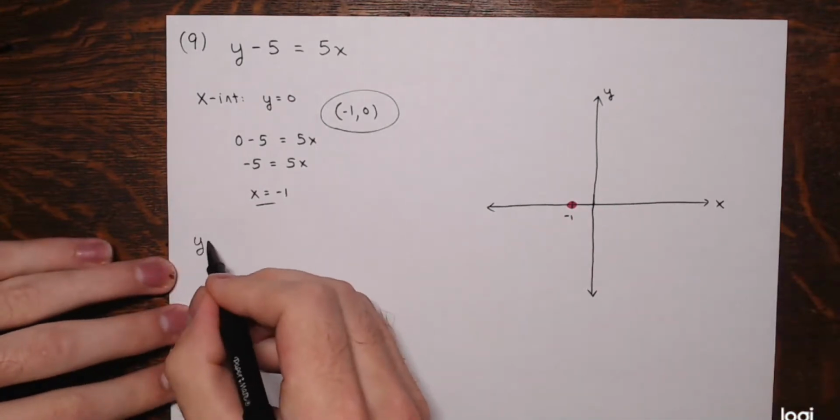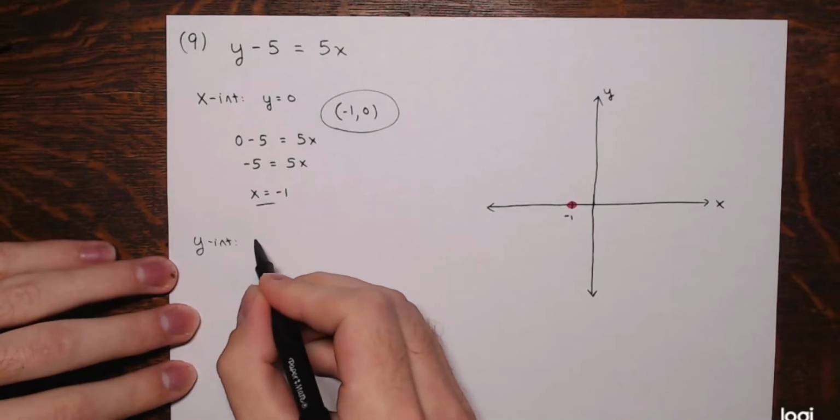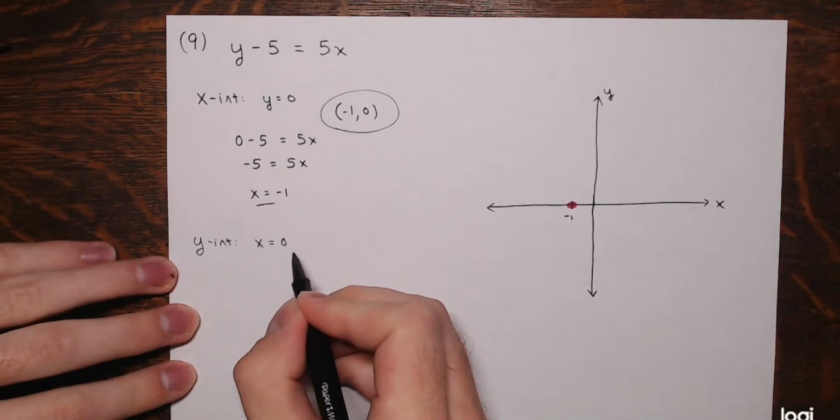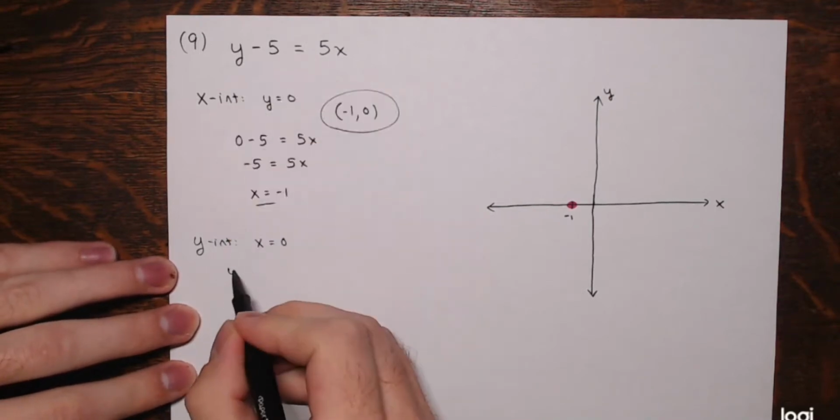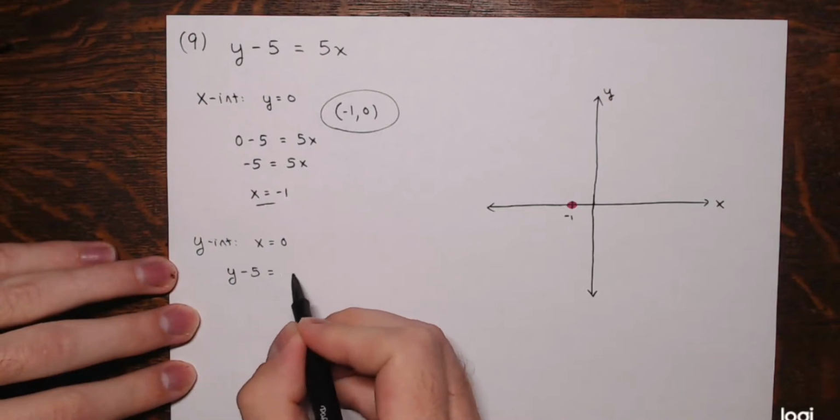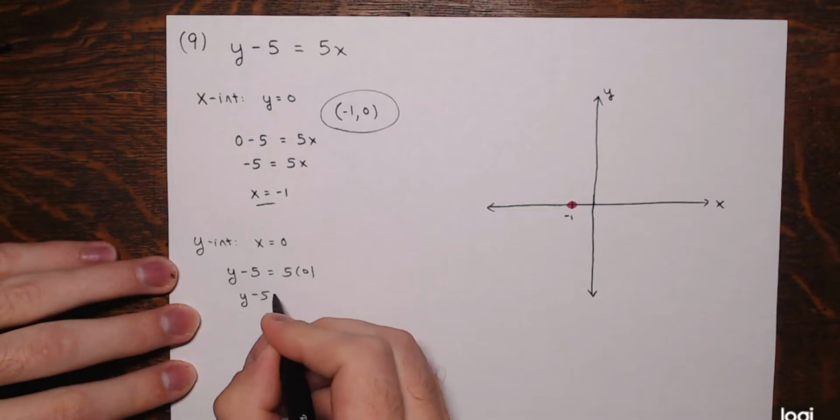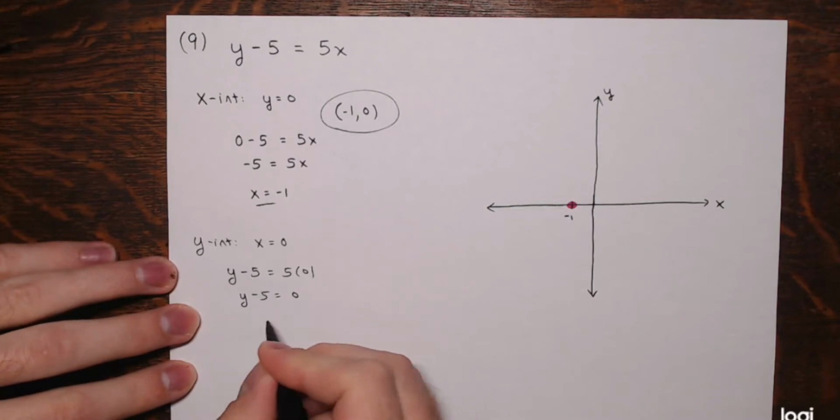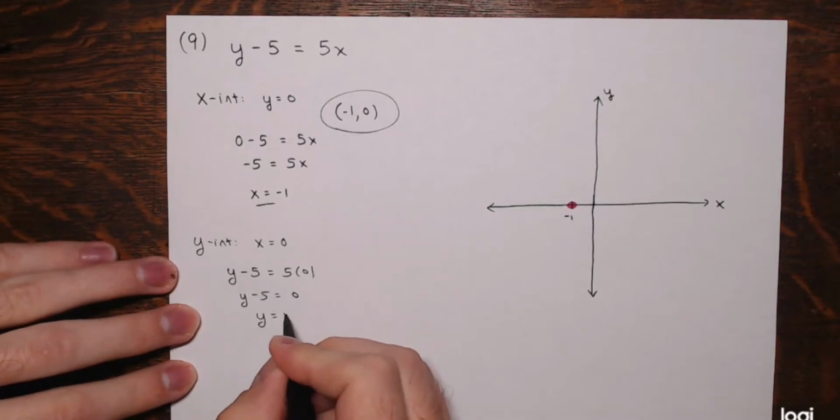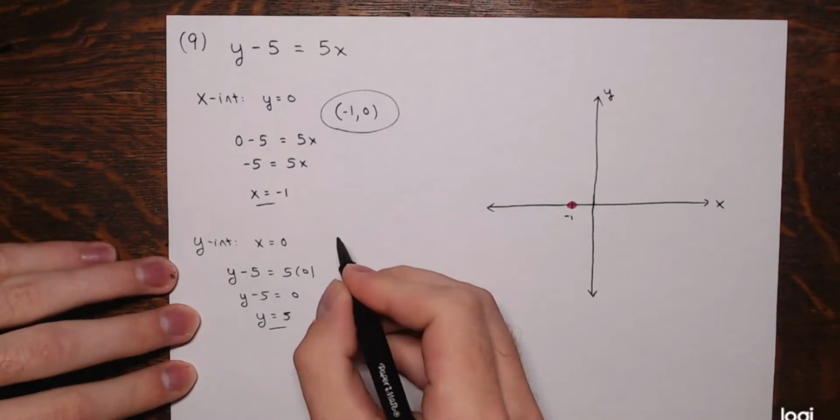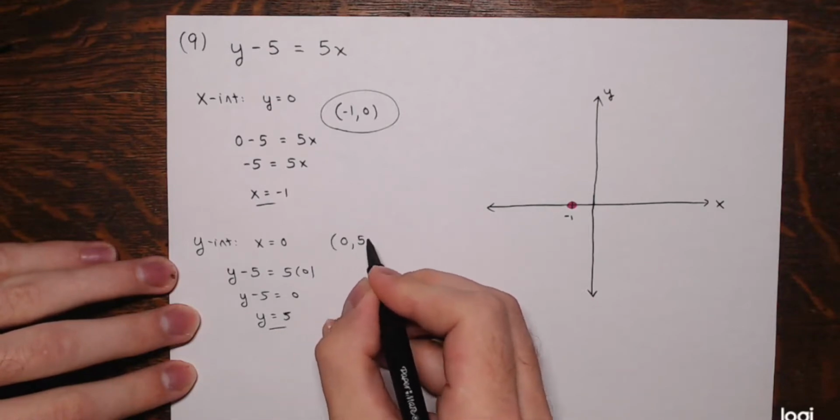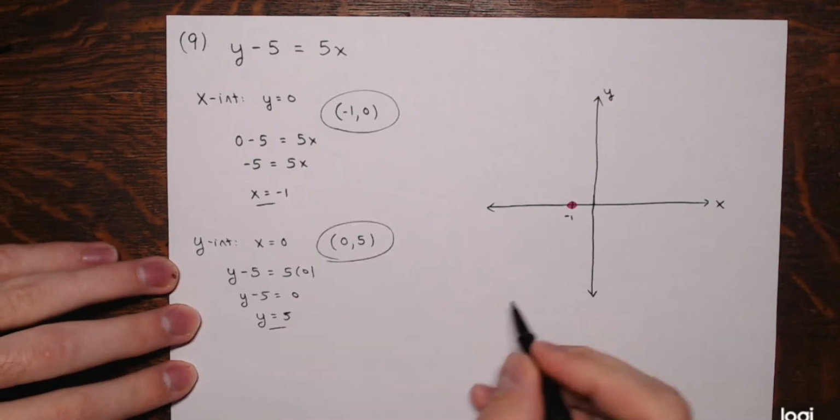Right, then the y-intercept, replacing the x coordinate with 0. So we have y minus 5 equals 5 times 0. That's just y minus 5 equals 0. And then adding 5 to both sides, we get y equals positive 5. So the y-intercept has an x coordinate of 0 and a y coordinate of 5. There we go.